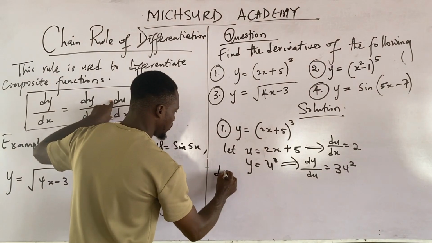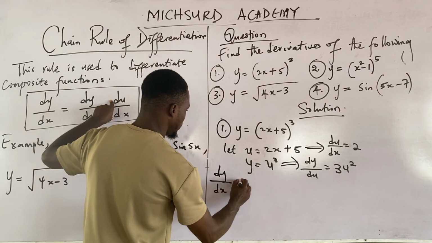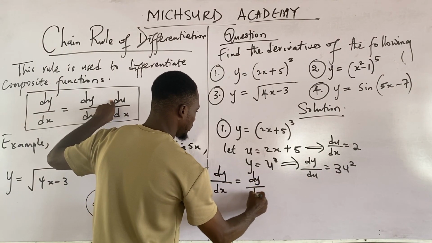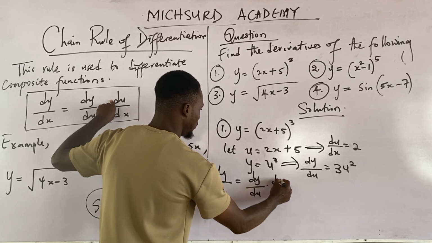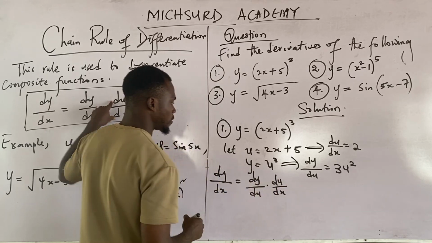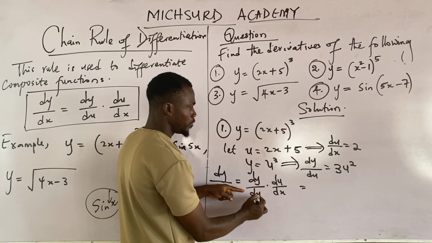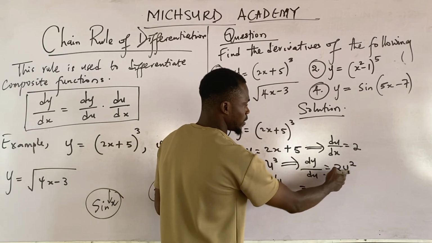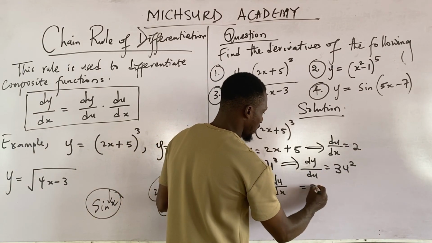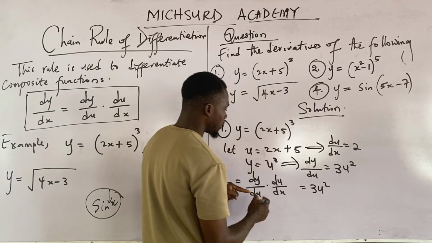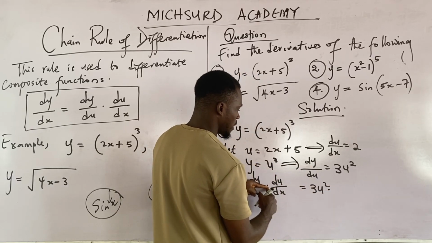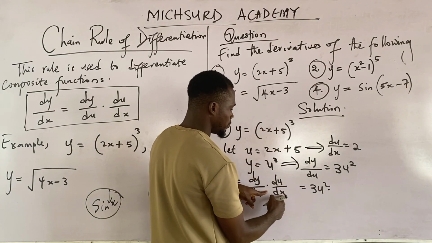So we have that dy/dx is equal to dy/du dot du/dx. If we look at this, dy/du has already been gotten as 3u squared. So we have 3u squared. Now times, this dot here means times. So we have du/dx.